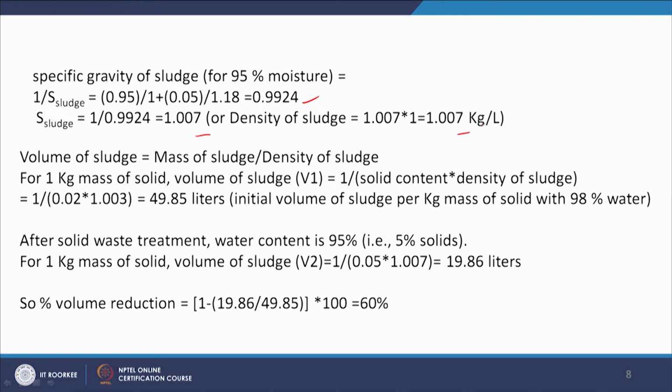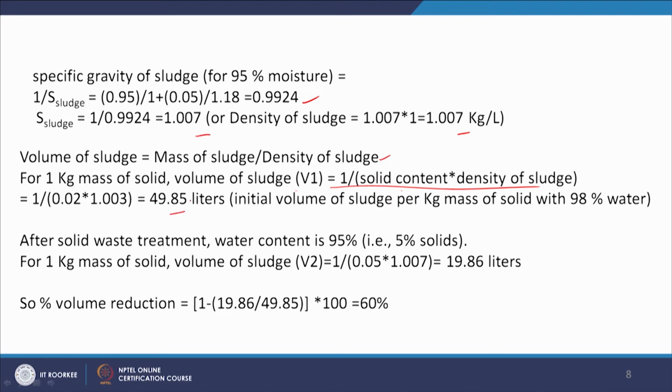Now, we will be calculating volume of sludge. So, volume of sludge is mass of sludge divided by density of sludge. So, for 1 kg of solids, the volume of sludge will be 1 kg by solid content, that is the total amount of sludge divided by density of sludge. So, that is the formula we are using here: 1 by solid content into density of sludge. In this case, 1 by solid content is 0.02 in the first case and 1.003 is the density of sludge.